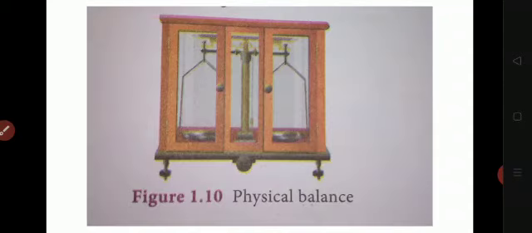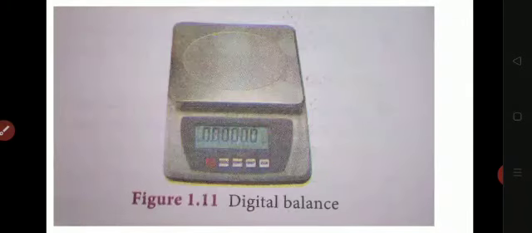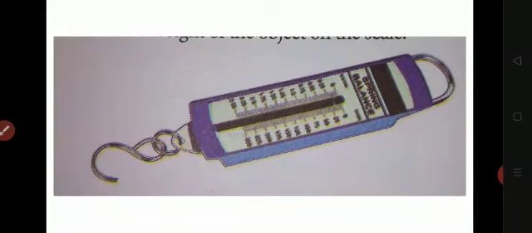Next one is the physical balance. This is more sensitive, so it is commonly used in laboratories. Next is the digital balance, which is more accurate also. Here the accuracy can go up to a few milligrams, even till 10 milligrams. This is commonly used in jewelry shops. Next is the spring balance, which is used for measuring larger amounts of weight. You hang the object on the spring, and depending upon the weight of the object you can read it on the scale. That is the spring balance.